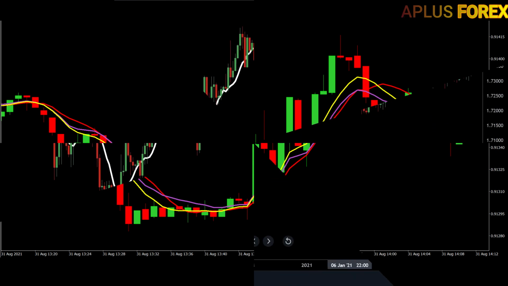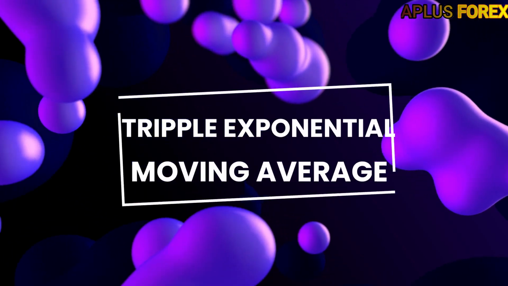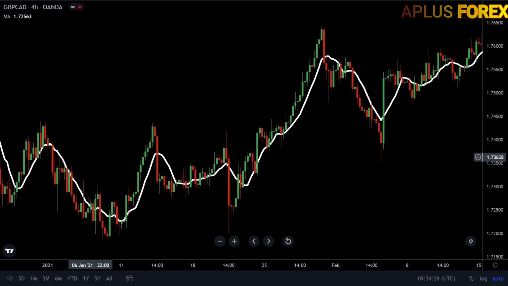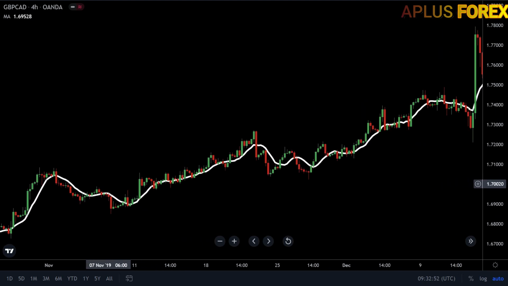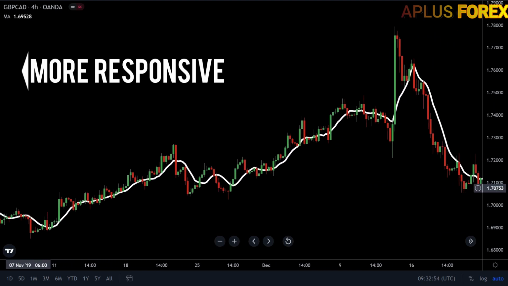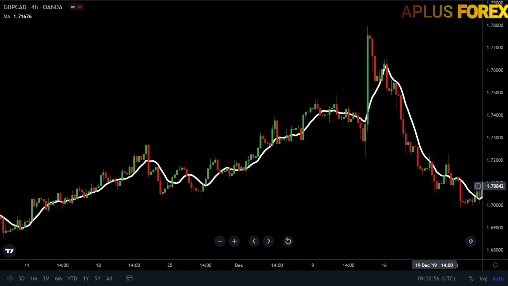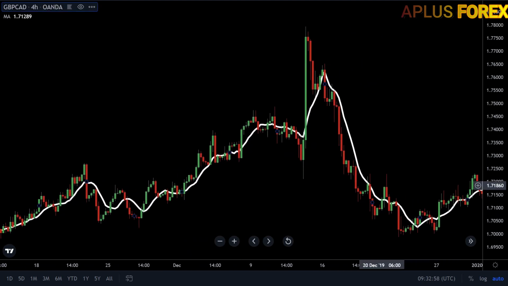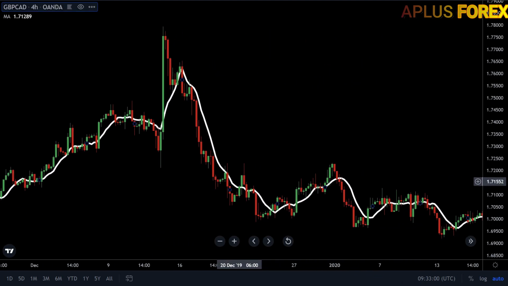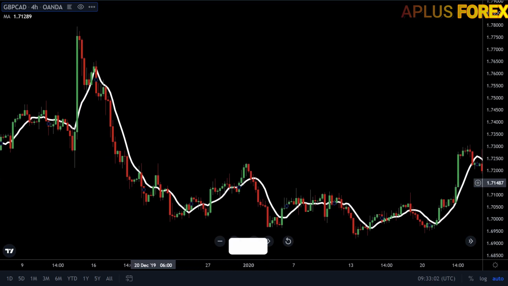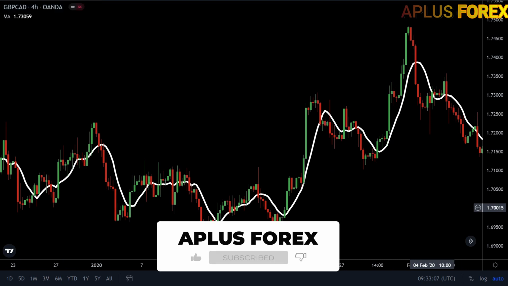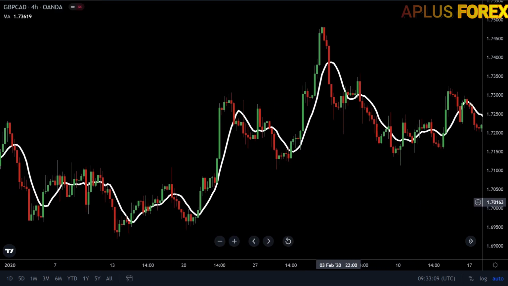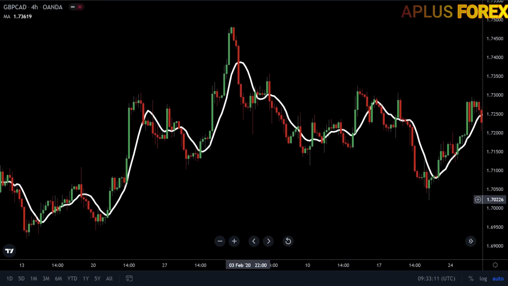The last type of moving average is the triple exponential moving average. Triple exponential moving average reduces exponential moving average lag and makes them more responsive to price changes. Patrick Malloy created the triple exponential moving average, also called TEMA, after developing the double exponential moving average in 1994. The triple exponential moving average, like the double exponential moving average, reduces the lag difference between different exponential moving averages.